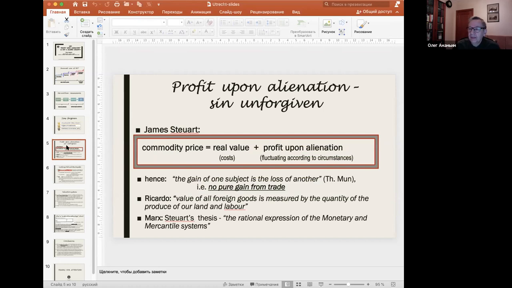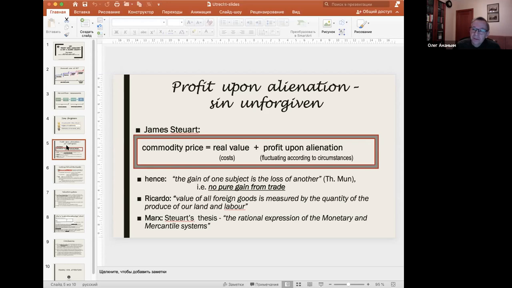And it's necessary, I think, to look at it a bit more specifically. Well, this actual phrase comes from the late mercantilist, or sometimes not mercantilist, James Stewart. And in James Stewart, we see something like this formula on the screen: commodity price consists of two parts. So some kind of real value based on costs, and profit upon alienation, which is, according to Stewart, fluctuating according to circumstances.